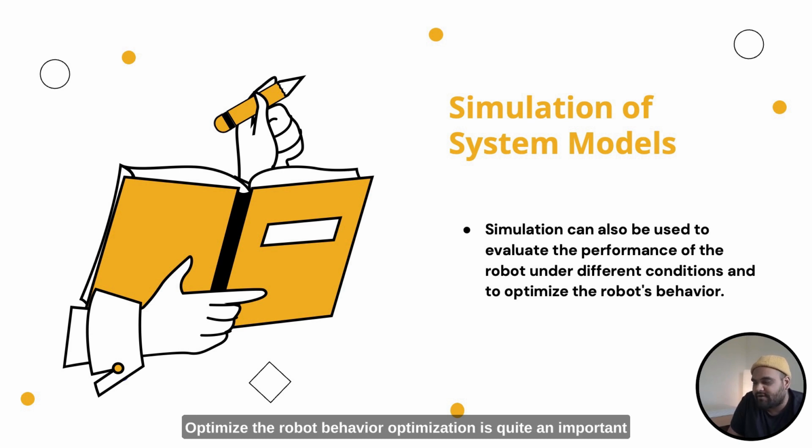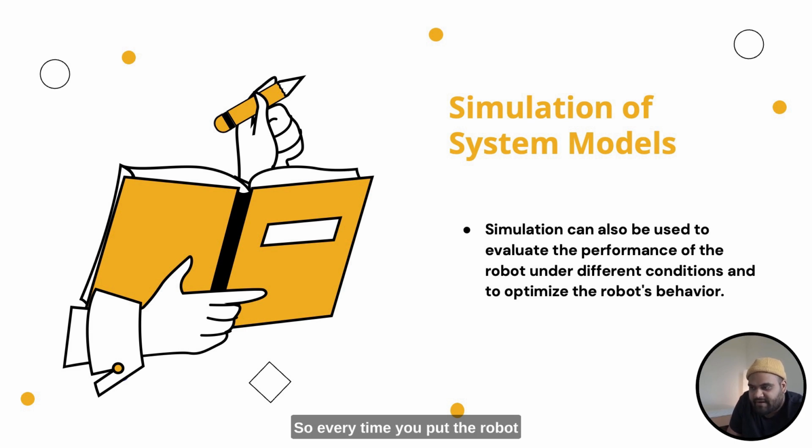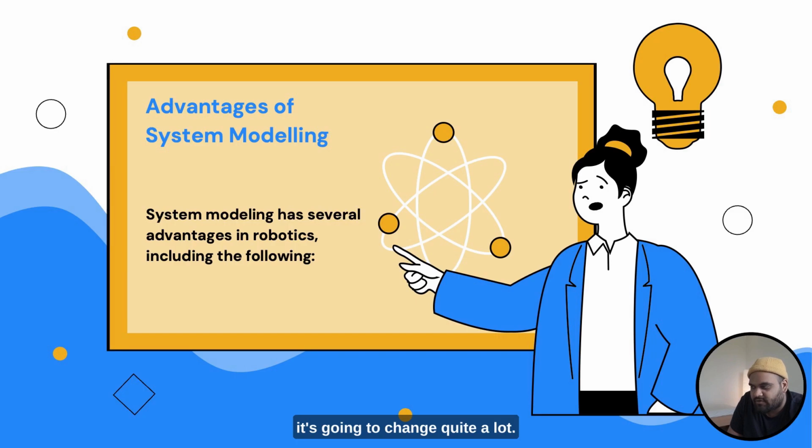Optimization is quite an important task after you have a very good robot. Essentially speaking, all these robots require a lot of different kinds of situation-based analysis. So every time you put the robot in a different condition or different situation, it's going to change quite a lot. Then you have the advantages of system modeling. System modeling has several advantages in robotics, including the following.